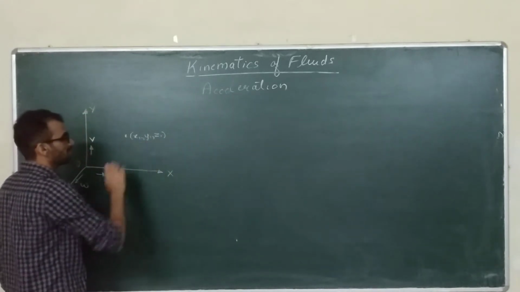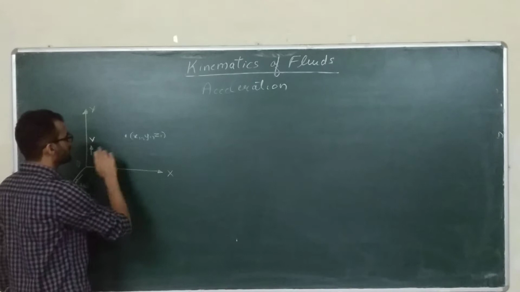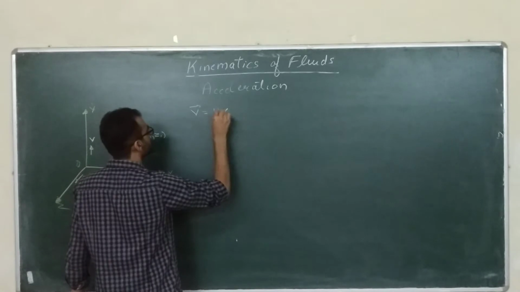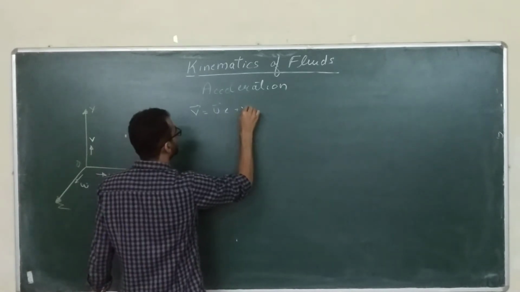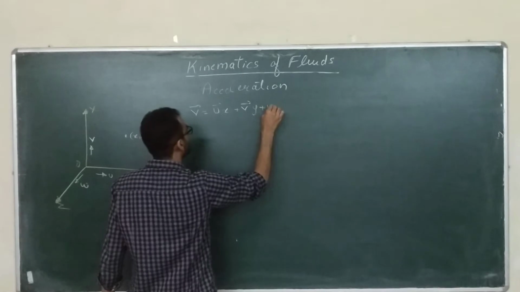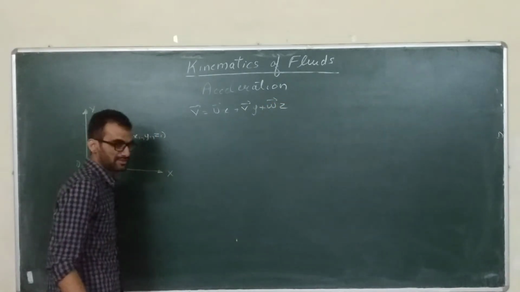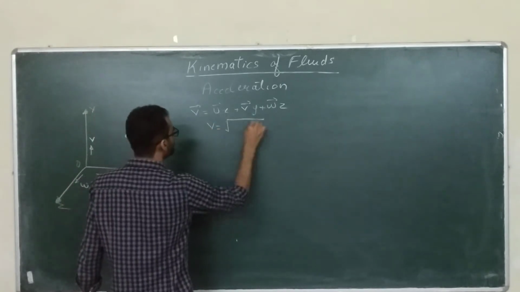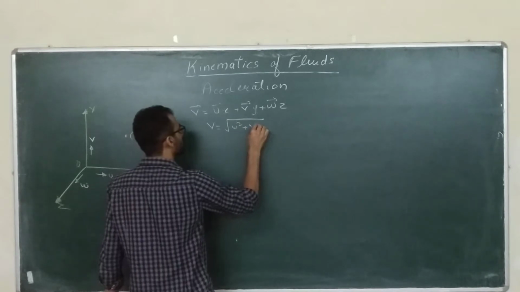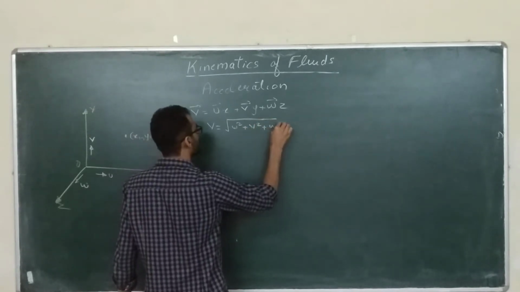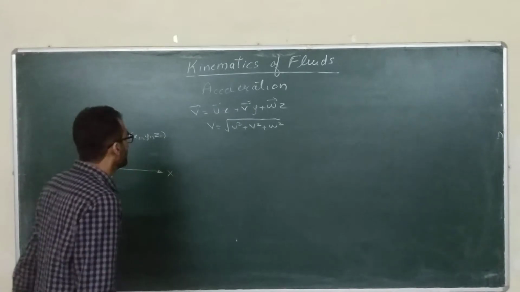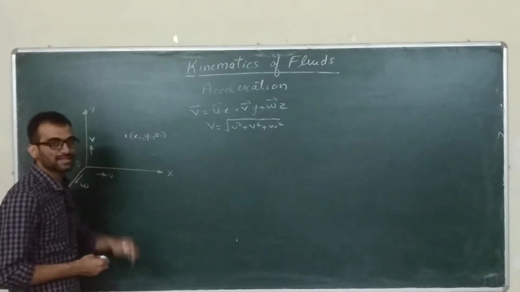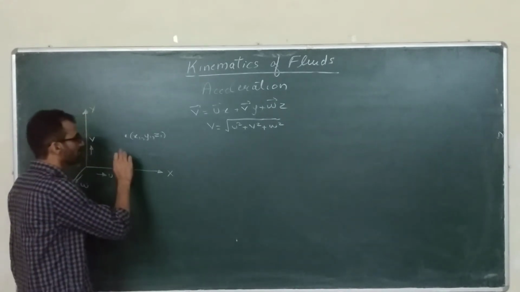If we want to find out the acceleration, we should know the velocities. So the velocity vector at this point, velocity vector V, would be u in x, plus v in y, plus w in z. This is the velocity vector. Therefore, the magnitude of the resultant velocity would be the root of u squared plus v squared plus w squared. Conventionally, to find the acceleration, we take the rate of change of velocity with respect to time.